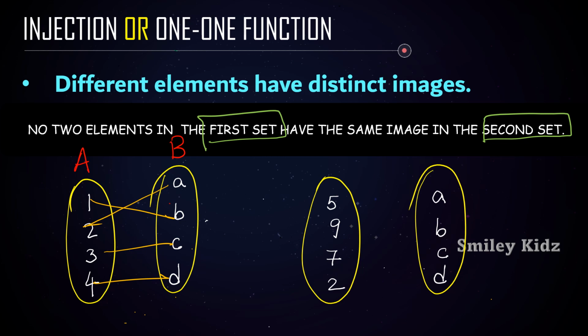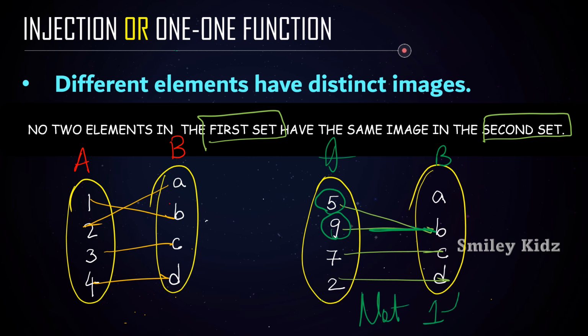Now what if I have a mapping in this manner? Is this a 1-1 function, everyone? This is not a 1-1 function. Why? Because two elements in A are mapped with only one common element in B. Now, one of my friends asked me, if it is not 1-1, then what is that type of function known as? Well, if it is not a 1-1 function, it is known as a many-one function.